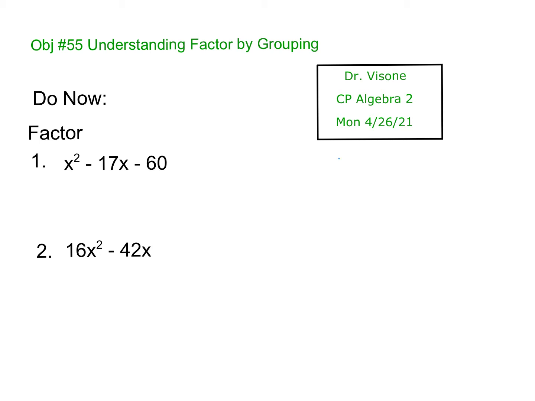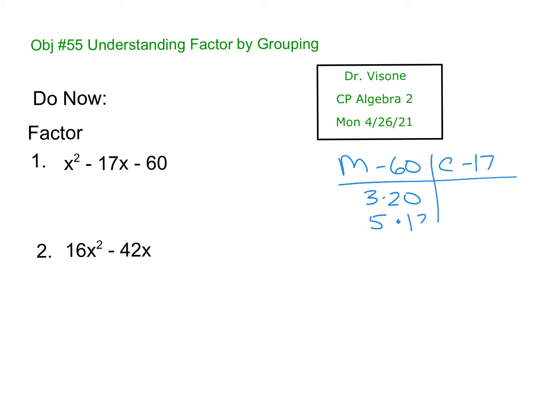So this first one is our MC chart, right? Multiply to negative 60, combine to negative 17. Now there are two options here that are very close. So we've got 3 and 20 or 5 and 12. One of them subtracts to 17, one adds to 17. Which is it? It's going to be the top one because we need a negative, right? We're multiplying to a negative. So the top one subtracts to negative 17. So we've got our x plus 3, x minus 20.